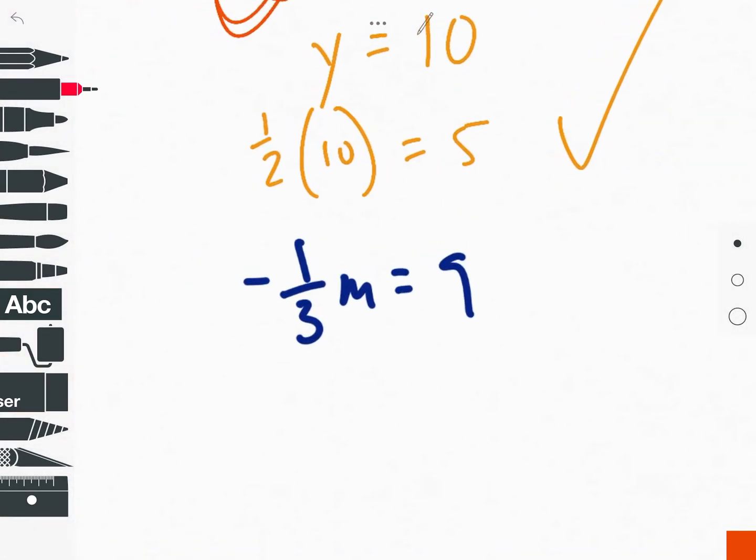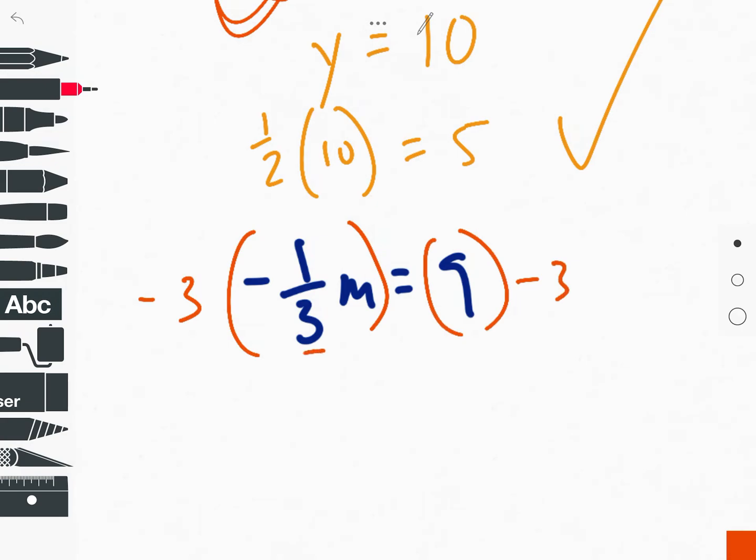Oh, this time I have a negative in there. Got to be careful of the negatives. So I have a third of m, but it's negative. So this time, when I multiply by 3, I'm going to multiply by actually negative 3. I'm taking the negative with me. So negative 1/3 of 3.